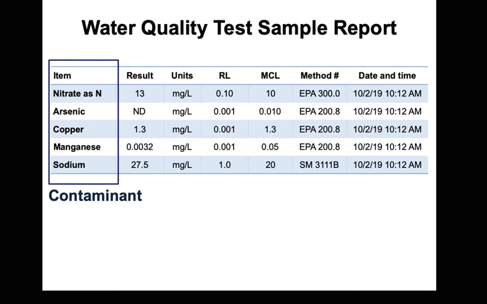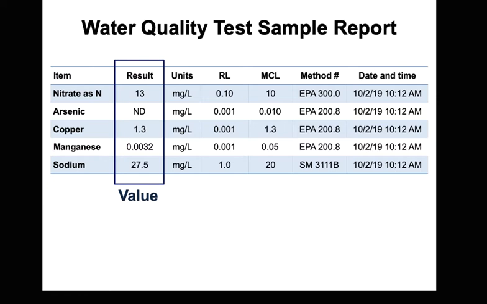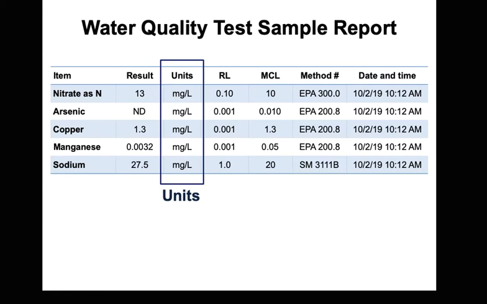In the first column, you'll want to look for the name of each contaminant. These are sometimes called item, parameter, or analyte. The next column, result, is also called value. You'll also need to enter the unit that each contaminant was measured in. In this example, the units are milligrams per liter.